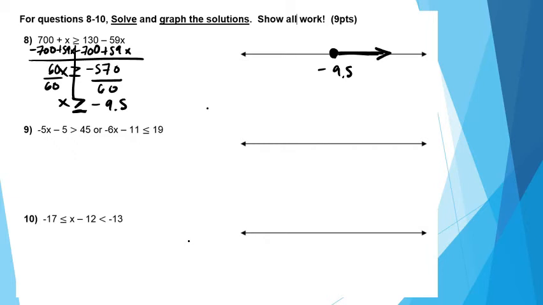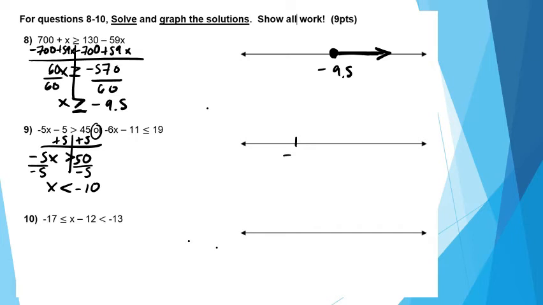For number 9, this is a two-part. Notice it has the word or. So I'm going to solve each one for x and then graph those inequalities. So here I'm going to combine like terms, plus 5 and plus 5. I have -5x is greater than 50. However, when I divide by -5, I have to flip my inequality. So x is less than -10.